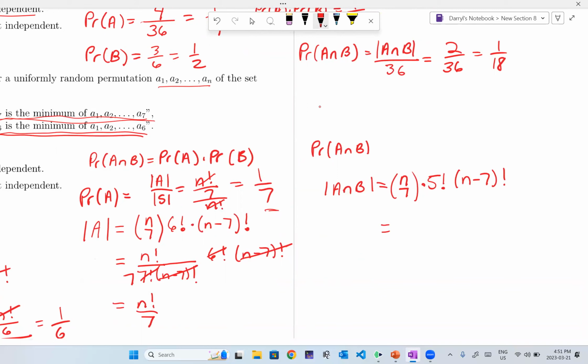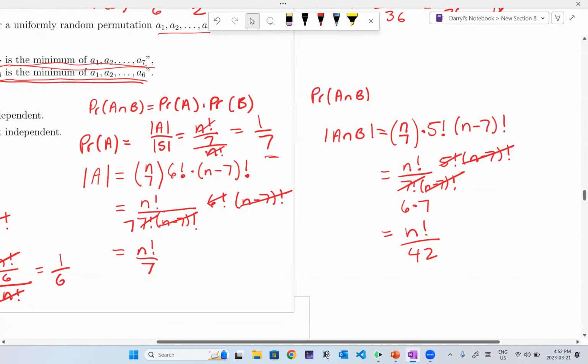Again, we can simplify quite a bit here. We have n factorial over 7 factorial, n minus 7 factorial. Let's write it out. This mostly cancels. I get 6 times 7 here. N factorial over 42.